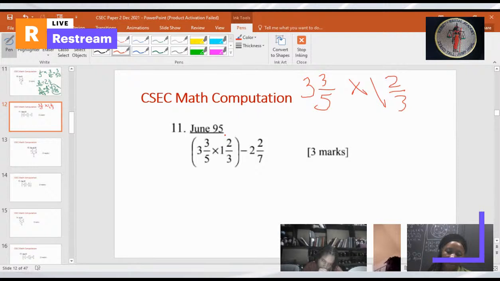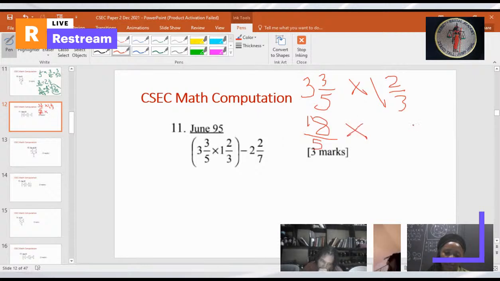Let's first see, 5 times the whole number, so 5 threes is 15, plus 3, which is 18. So it's 18 over 5.